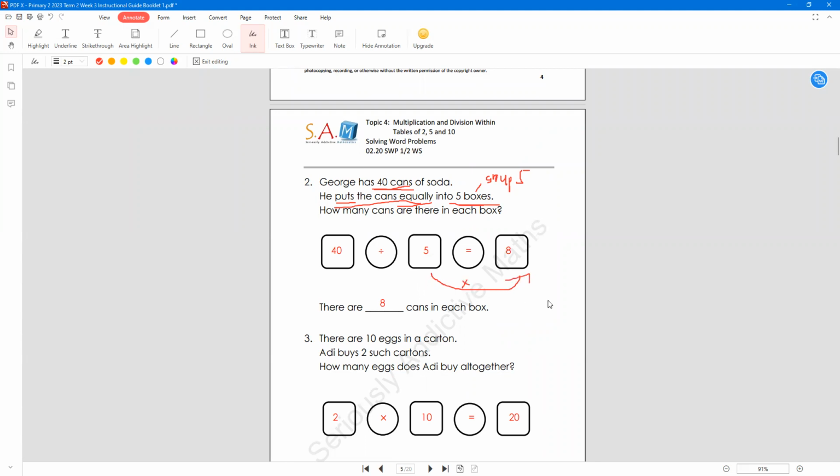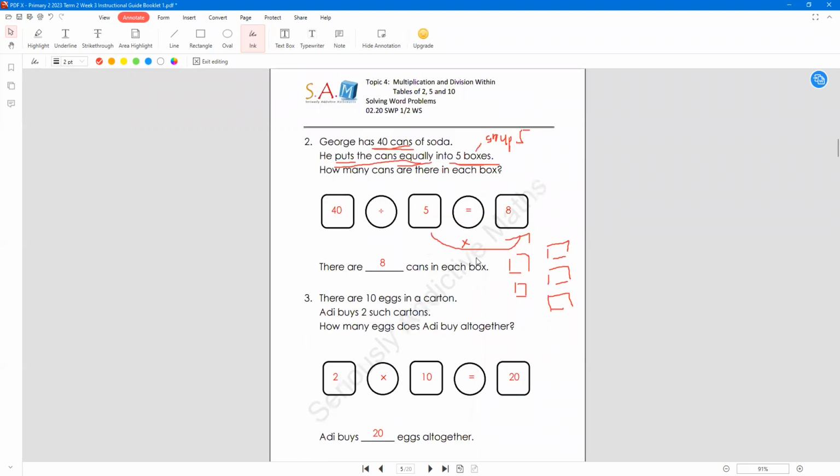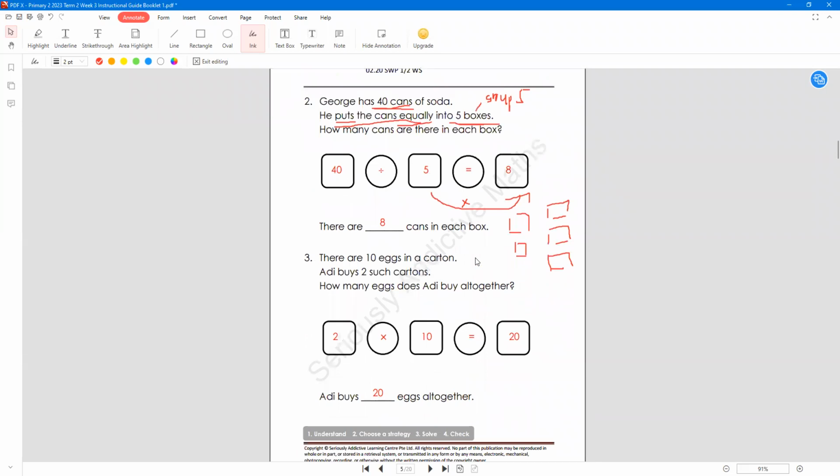If they are unsure, you can always get them to do this: there are 5 boxes. Now, what do I do? How many do I put in? 40 marbles equally into 5 boxes to get 8. So they do 1, 2, 3, 4, 5, 6, 7, 8, 9, 10, 11, 12, and so on. And then you realize that you have 8 dots. That's it. So they have to do it this way if they don't know their times table well.